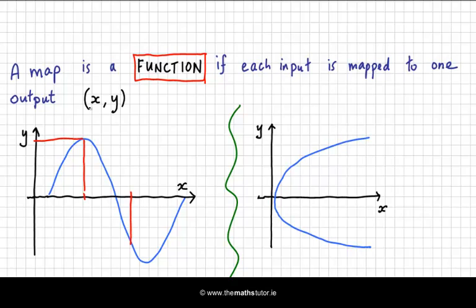Now on the right we have a map, but let's say this input here, if we draw a vertical line we meet the function twice. So we cannot say what exactly is the output. Is it this one up here? Or is it this one down here? So if it is mapped to more than one output, it is not a function. So the one on the left here is a function, but the one on the right is not a function.